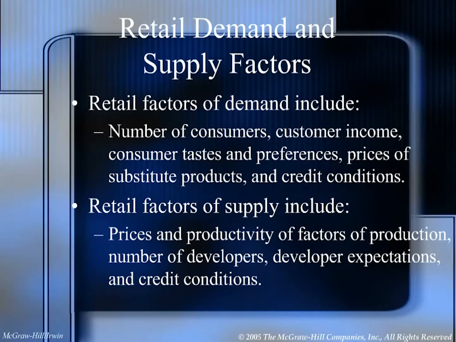Some retail demand and supply factors. Demand: number of consumers, consumer income, consumer tastes and preferences, prices of substitute products, and credit concerns. Again, it's always going to be a factor. You can see what they say: number of customers, customer income, and so forth. Obviously, these would have an effect on whether we are in expansion or recession. Economic factors. Factors of supply: price and productivity of the factors of production, number of developers, developer expectations, and again, credit conditions. So there are many economic factors that we'd study.